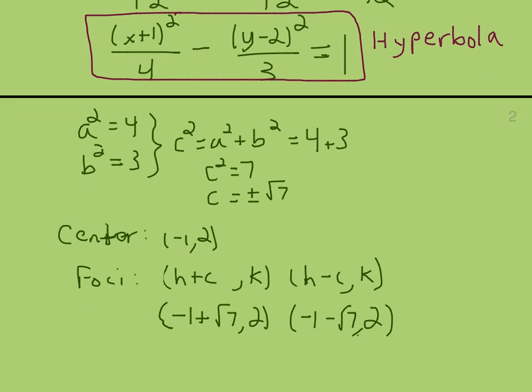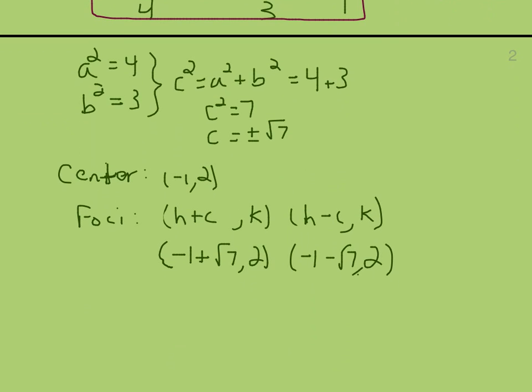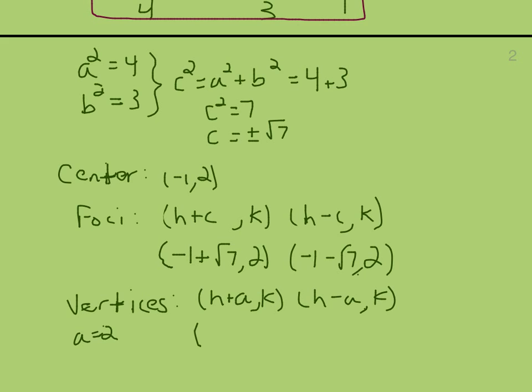Same thing with the vertices. What we do with those is we add and subtract a from the center. So for vertices, we take h plus a, k, and h minus a, k. And so a is equal to 2. And so we have -1 plus 2 and -1 minus 2. Great. So we have our foci, we have our vertices.